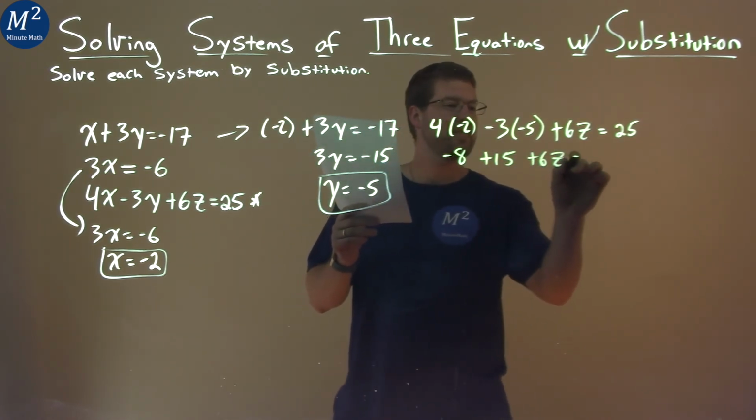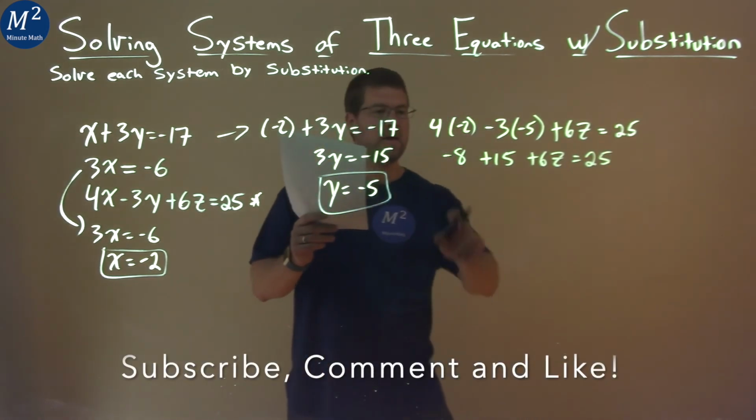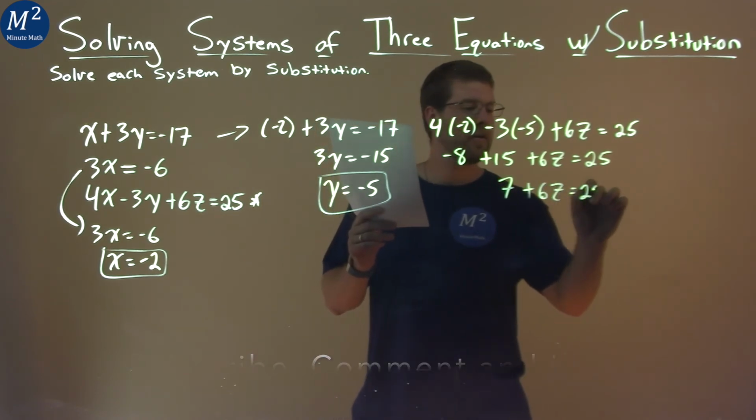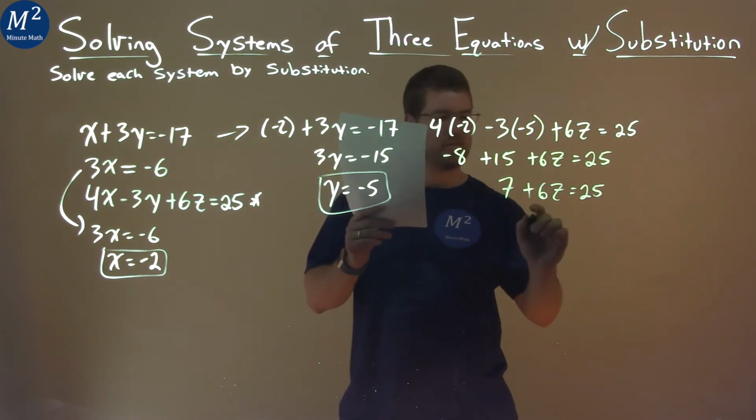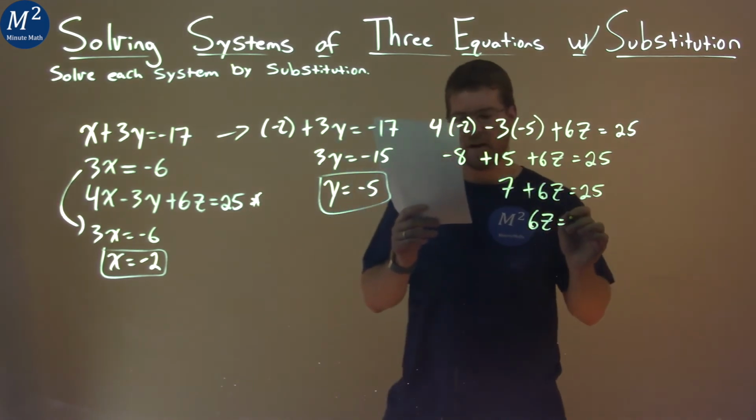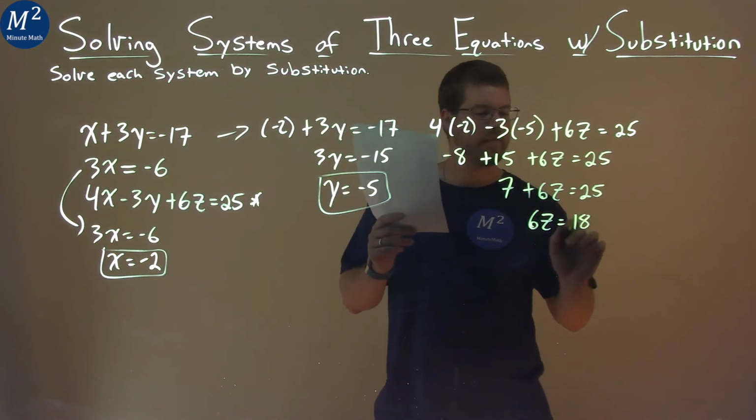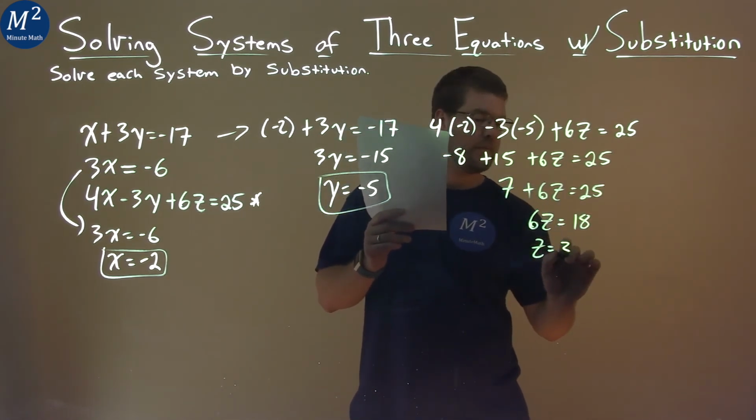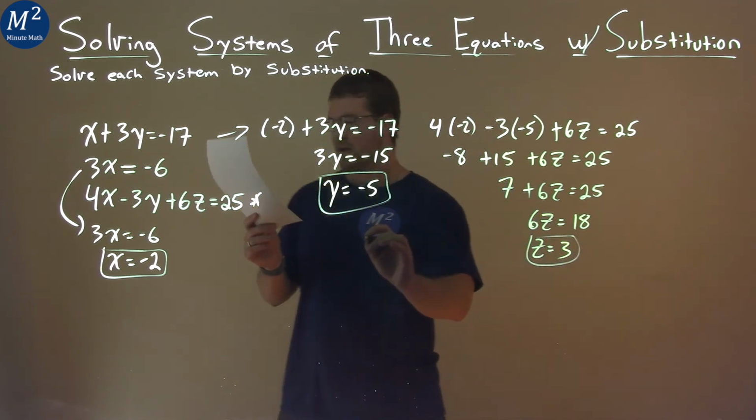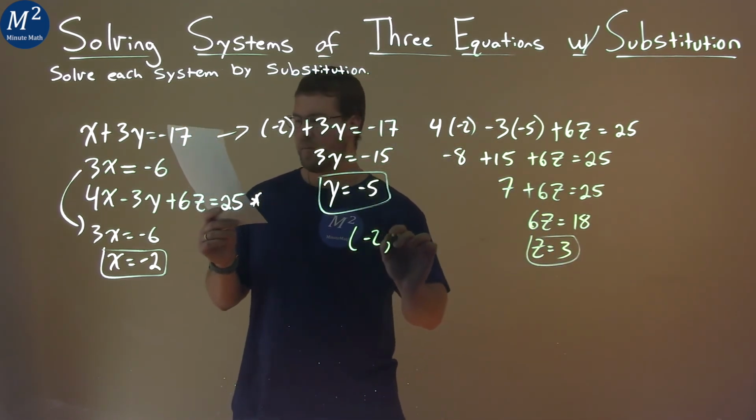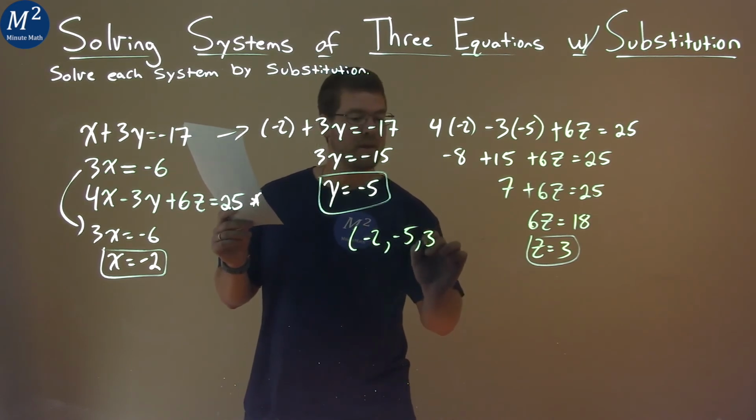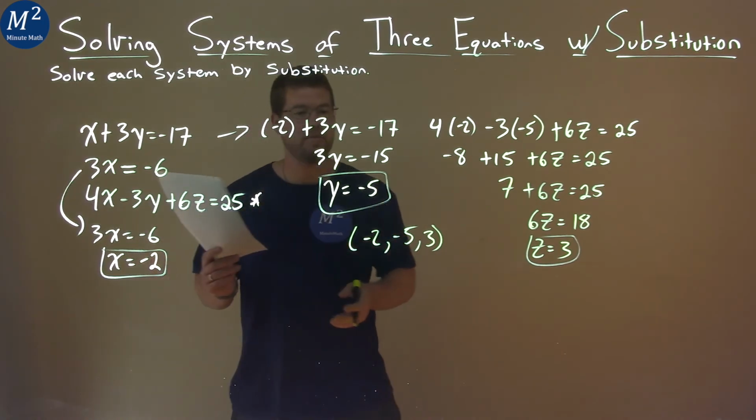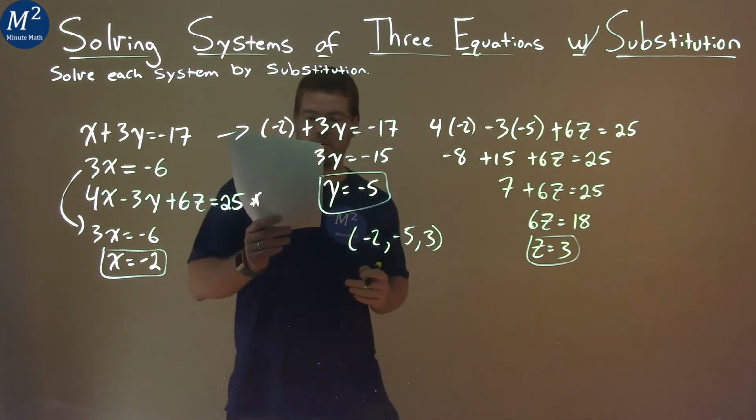Plus 6z equals 25. Negative 8 plus 15 is a positive 7. Plus 6z equals 25. Subtract 7 to both sides. 6z equals 25 minus 7, which is 18. And, well, 18 divided by 6 is a positive 3. So we can put these three values as a coordinate point: negative 2, negative 5, and 3. And that's it. Very quickly, actually, we got our final answer of x equals negative 2, y equals negative 5, and z equals 3.